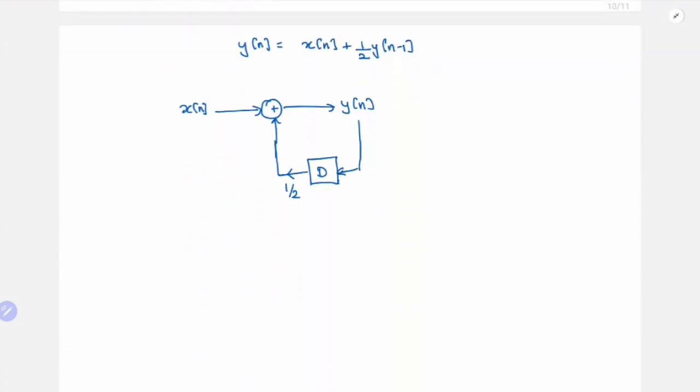Okay. So in this video, we saw how easy it is to describe and analyze the LTI systems using the convolution sum. So in the next video, we'll solve some questions based on this.